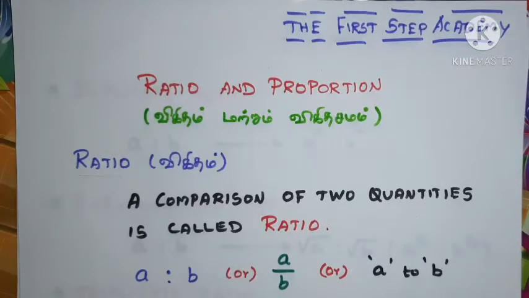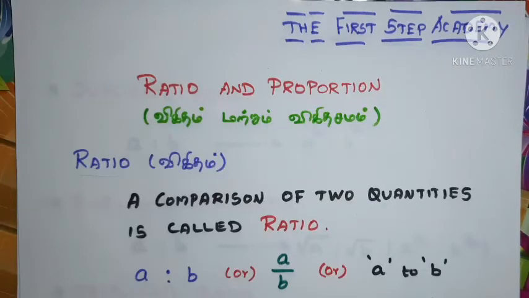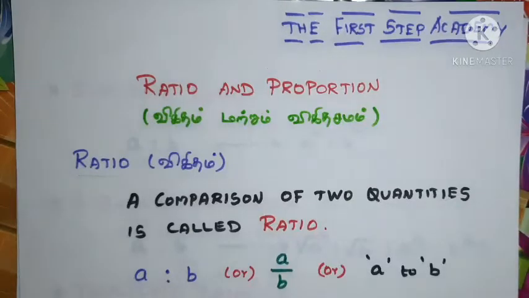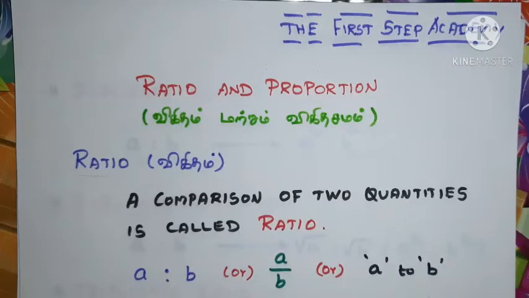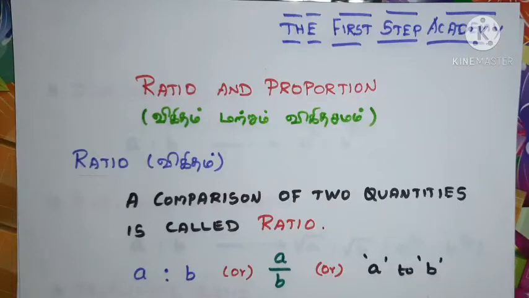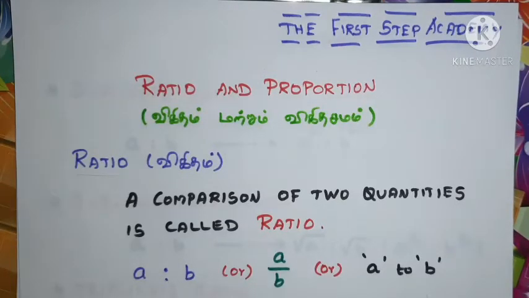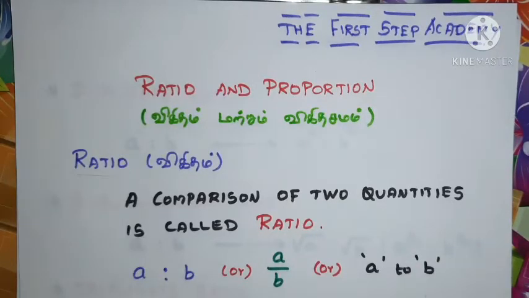Today, in this video, we are going to see about ratio and proportion. First, we'll see ratio. Ratio is a comparison of two quantities, right? By comparing those two quantities, we can clearly express how the one changes with respect to, or compared to, the other one, right?